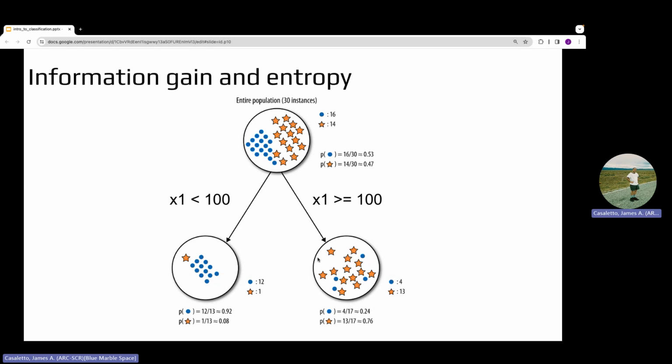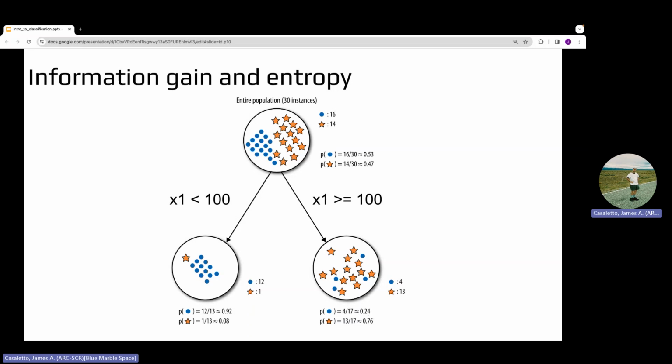The questions are derived from the input features, and some questions are better than others. In this example, the root node has 30 total samples, 16 samples in the blue circle class, and 14 samples that belong to the gold star class. Asking the question, is the value of x1 less than 100, classifies all but one sample as blue. And the question, is the value of x1 greater than or equal to 100, classifies all but 4 samples as gold stars. It's not a perfect separation of the classes in the children nodes, but it seems like this question gained a lot of information in the decision tree.